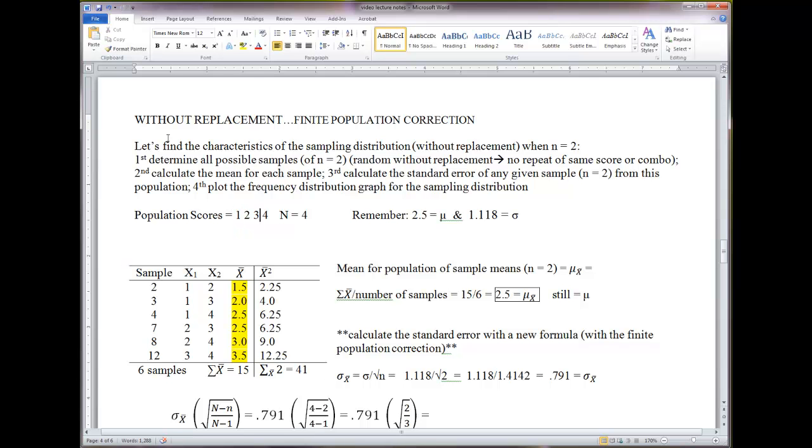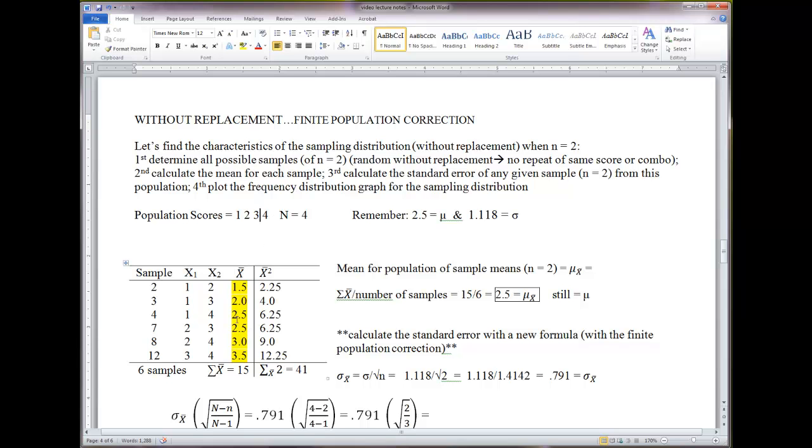And also, when you sample without replacement, you're not going to have a repeat of the same combination of scores. So if you see here where we've got 1 and 2, you will not see a 2 and 1 anywhere here like you would if we weren't sampling without replacement, if we were actually replacing. So just wanted to point that out. That's a difference between the two.